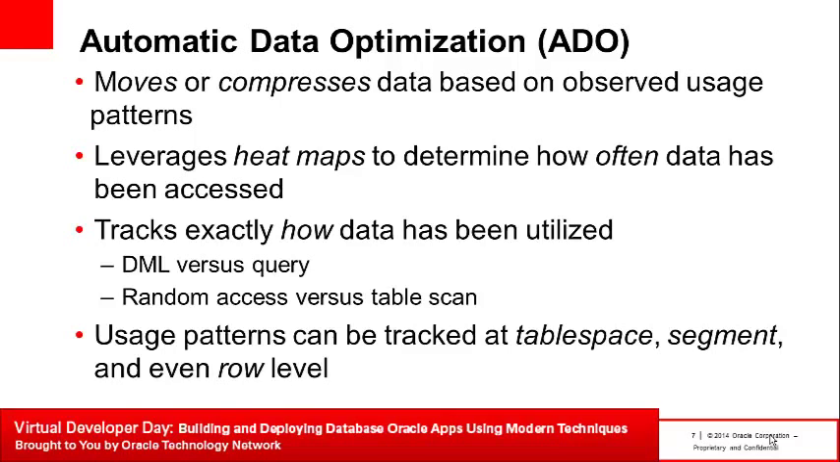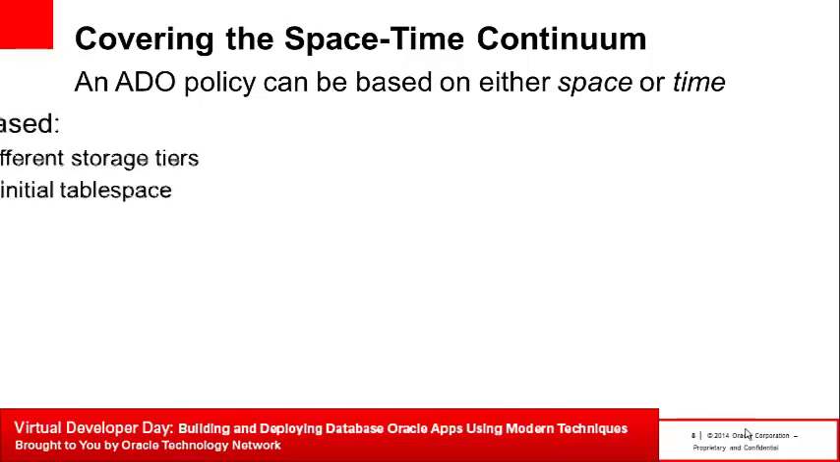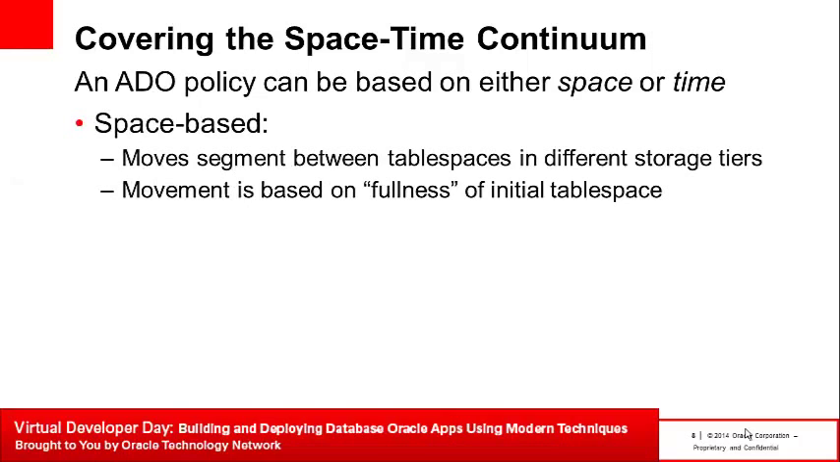And we're going to use that to our advantage to implement ADO policies. As I mentioned earlier, by the way, we can cover the space-time continuum. Albert Einstein would be so proud of us. Yes, it can be based on either space or time. Remember what Albert Einstein liked to say: the definition of insanity is doing the same thing over and over again and expecting different results.